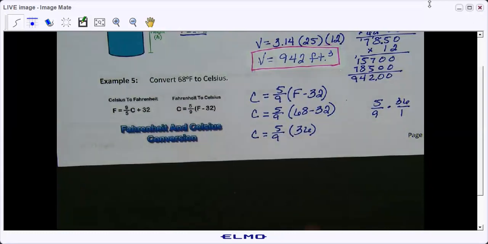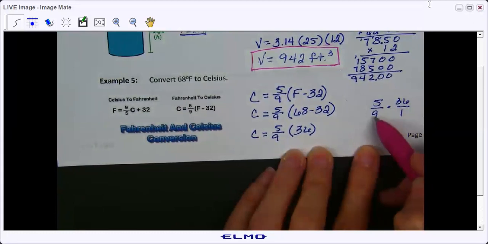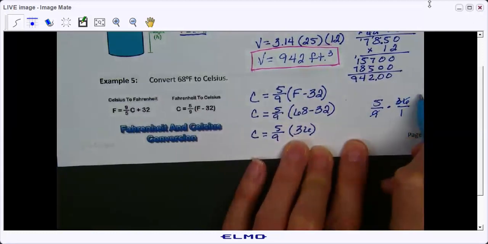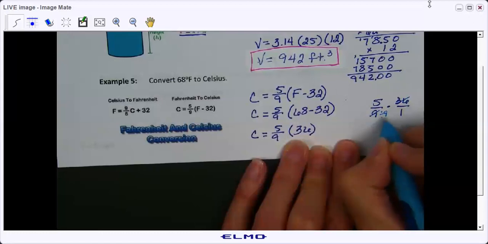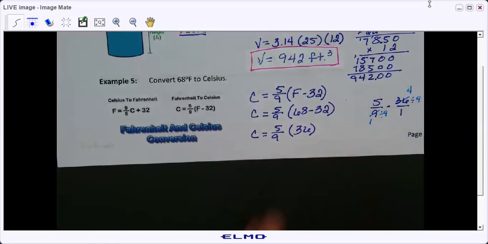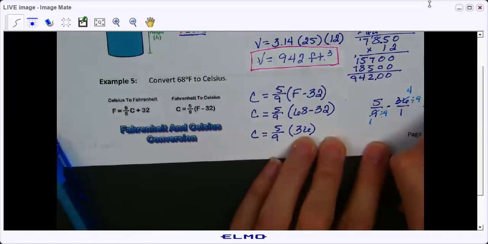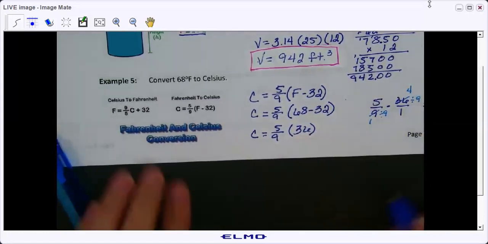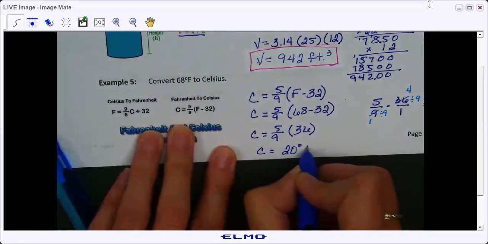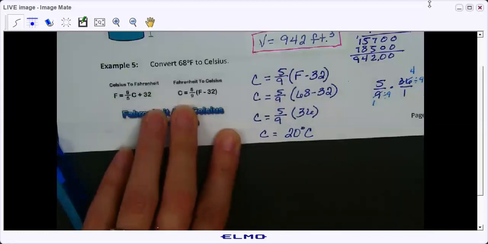So you cannot simplify 5 and 1, but you can simplify 9 and 36. Yep, they're both divisible by 9. So 9 divided by 9 becomes 1, and 36 divided by 9 becomes 4. And in multiplication, you just multiply straight across. So 5 times 4 is 20, and 1 times 1 is 1. So our answer is 20 degrees Celsius.